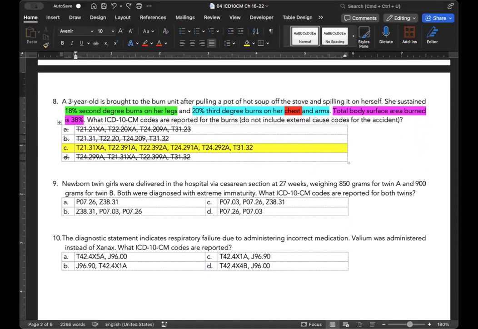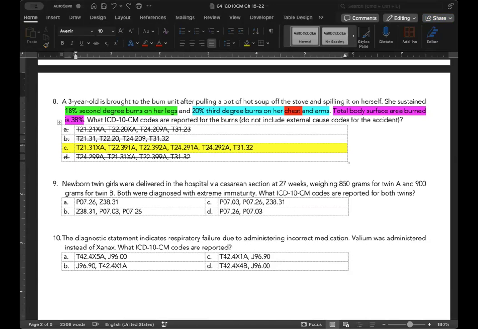Number 9. We have newborn twin girls delivered in the hospital via C-section at 27 weeks, weighing 850 grams for twin A and 900 grams for twin B. Both were diagnosed with extreme immaturity. So what ICD-10 codes are we going to report for the twins? Okay, where do you guys want to start?